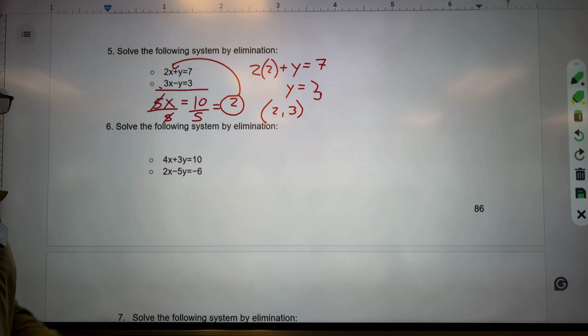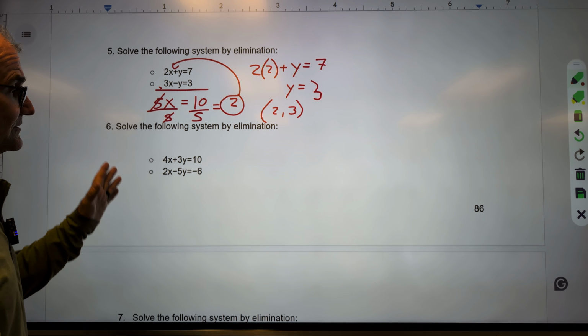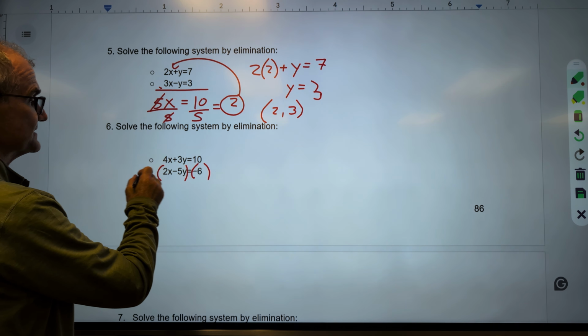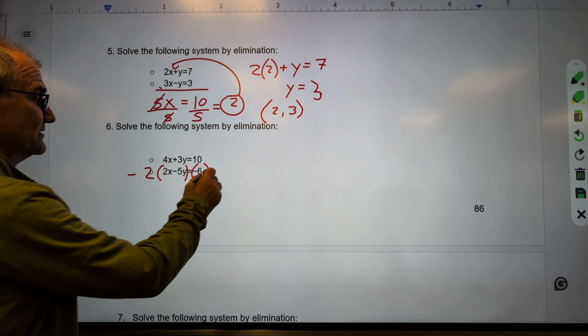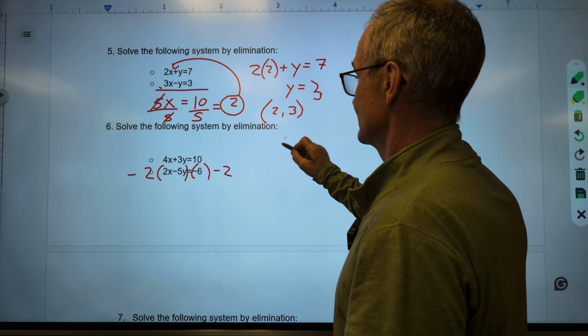Okay, down here in number 6, I can no longer add and subtract because nothing's going to cancel. I could do whatever I want as long as I do it to both sides of the equation. I think I'm going to get rid of the x's. I could do this a lot of ways, but I'm going to get rid of the x's. I'm going to take this left side and multiply by negative 2. I could do that as long as I do it to the right side. So I have that original equation right there.